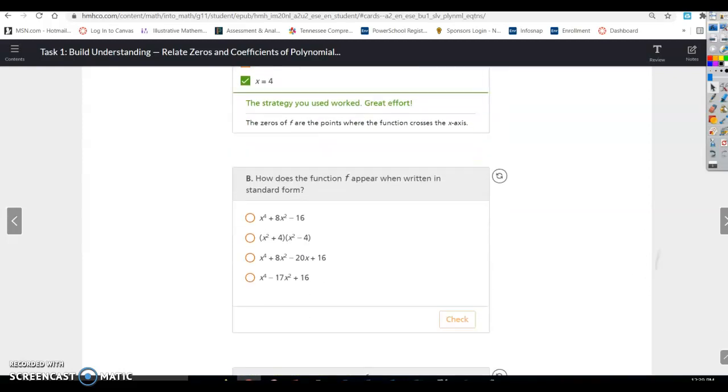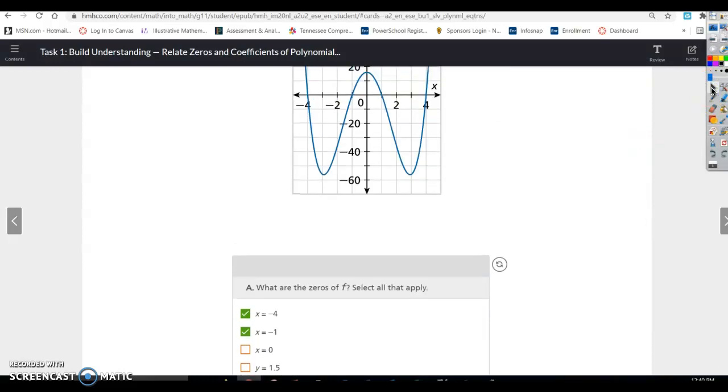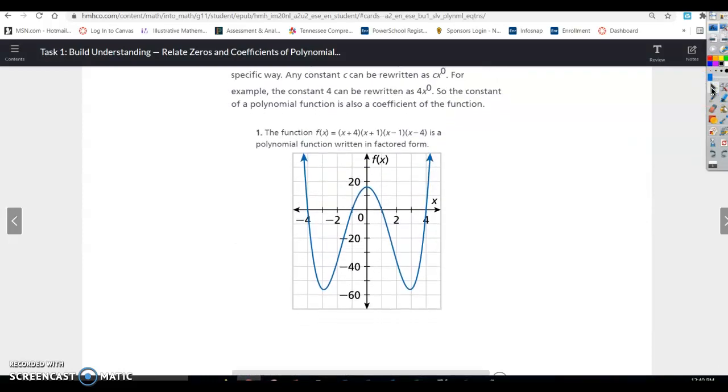All right, let's see what the next question says. How does the function f appear when written in standard form? All right, so let's look and see what this would look like in standard form. So like I said, it's given to us in factored form. So we've got f of x equals x plus 4, and you can write the factors. You know, commutative and associative property lets you put these in any order you want. So I'm going to move the -4 over close to the plus 4 just to make it a little quicker. So plus 1, and here's x minus 1.